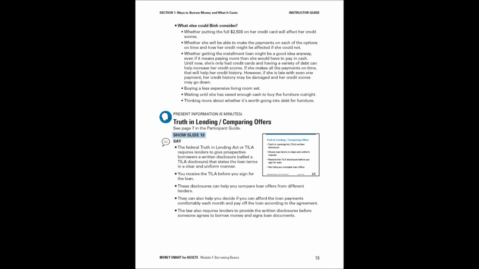Now, after this activity, it goes into slide number 13, which is truth in lending and comparing offers. Now, getting back into the Truth in Lending Act, which is written disclosures that show loan terms in a clear and uniform manner. This is very important that participants understand that they will receive a TILA disclosure before they sign for a loan, and it can also serve as a comparison tool when looking at other loan offers.